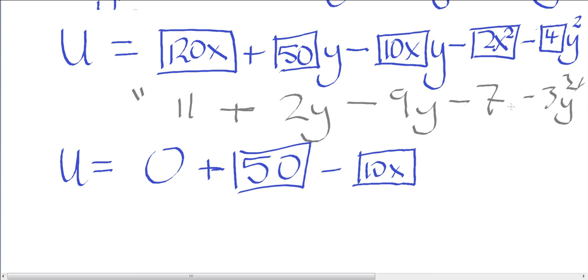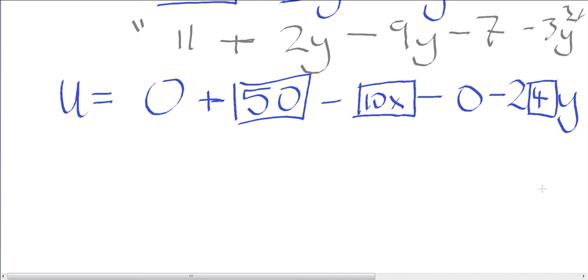Minus 7 would go to 0, so again the minus box would go to the 0, so I just have minus 0 there, and what do I have? Take the 2 down in front of the box and take 1 off the power of y. I'm left with 1, don't bother writing it. Little clean up, 50 minus 10x minus 8y.